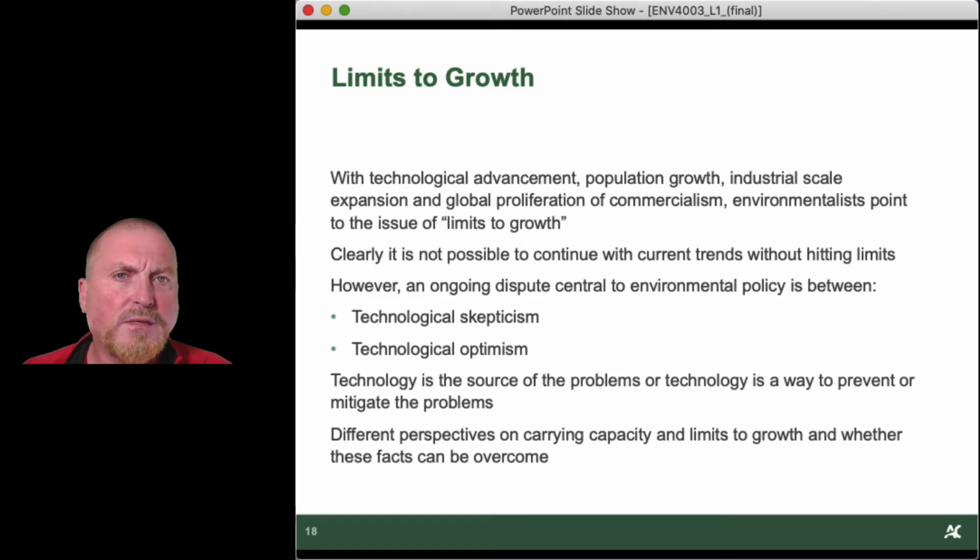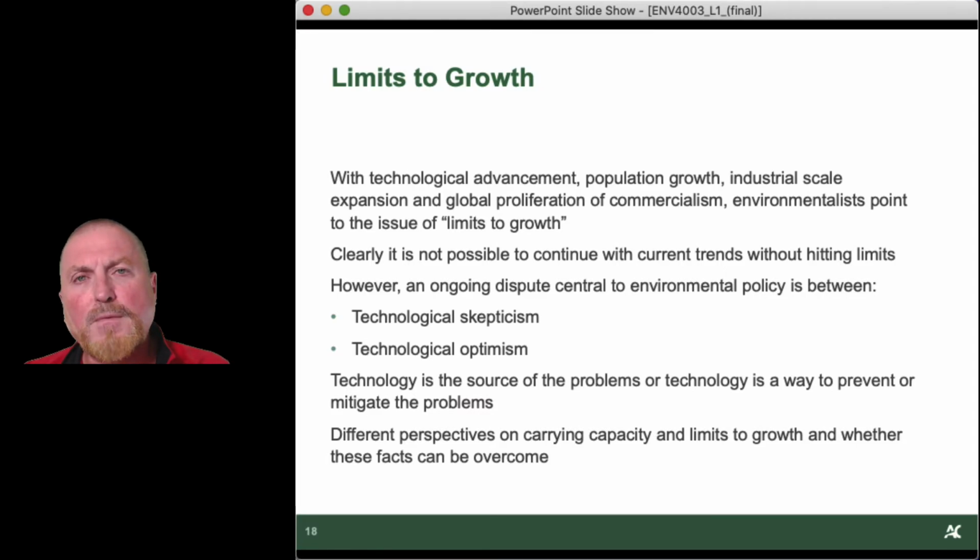Limits to growth. This is where the environmental economists and the ecological economists both value this concept, but the ecological economist has put much more work into it because their change is very much a belief system change, right? So this concept goes like this: with technological advancement, population growth, industrial-scale expansion, and global proliferation of commercialization, environmentalists point to the issue of limits to growth. Clearly, it is not possible to continue with current trends without hitting limits. We're already hitting limits on scarce resources, all right? Fresh water in a lot of countries, okay? Different types of food sources in a lot of countries.